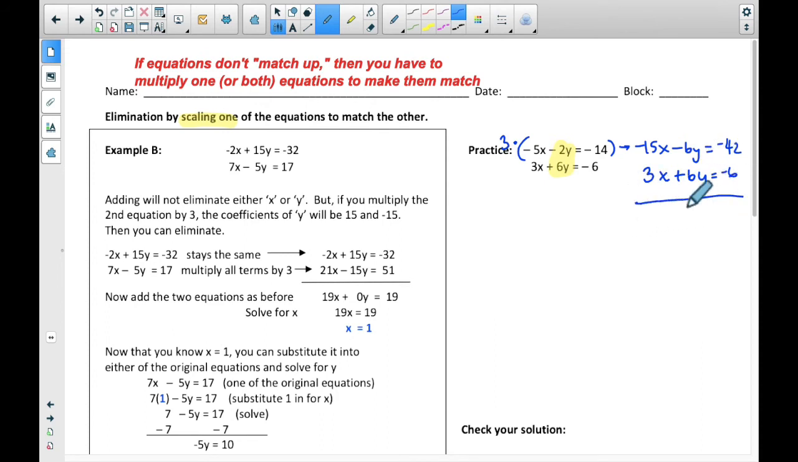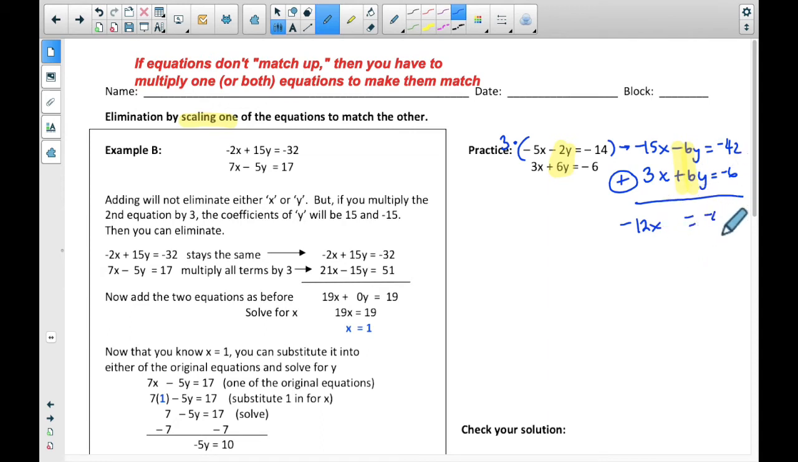I'm going to add these together now. Because again, my idea was to get these to have the same number but different sign. And I do. I have a negative 6y and a positive 6y. So this is going to work for me. Okay, so I'm going to add these together. That gives me a negative 12x. The y's are 0, gone.